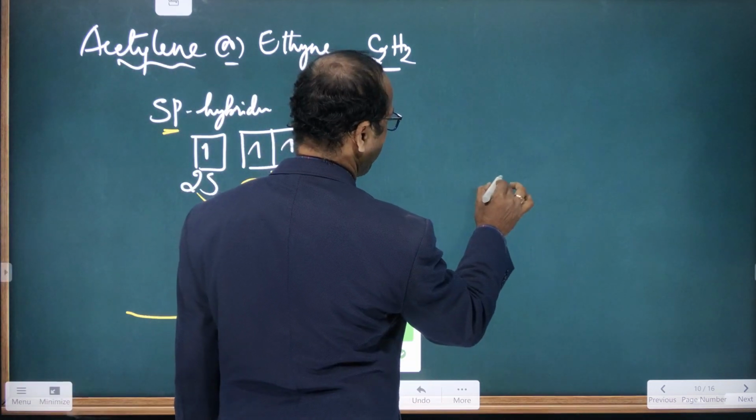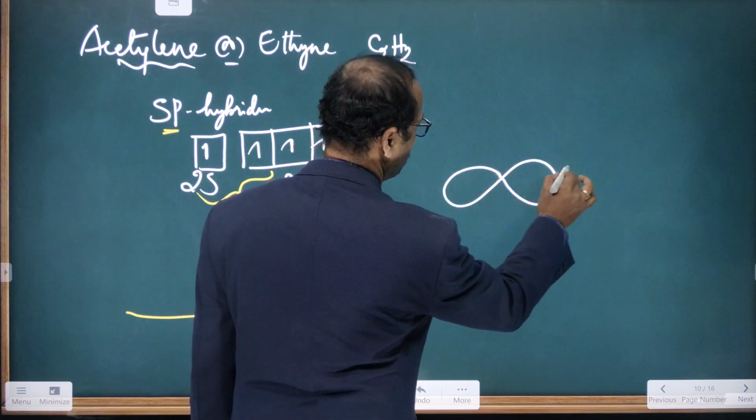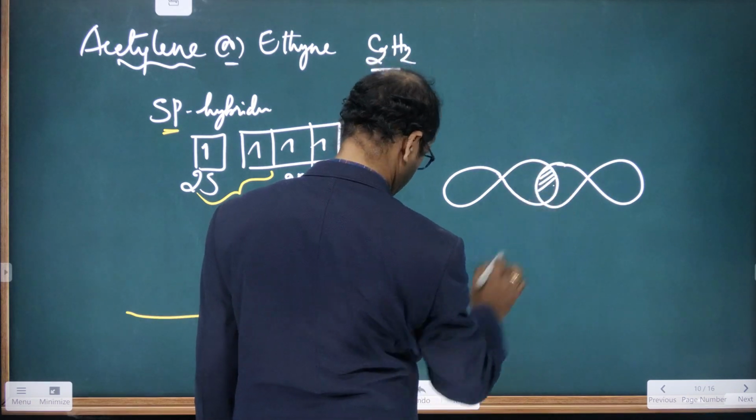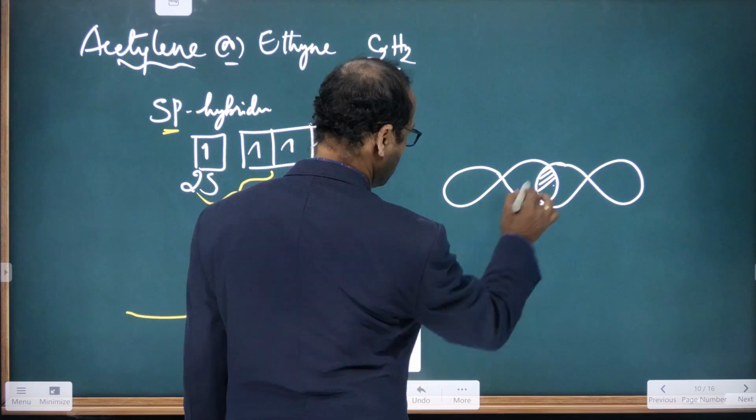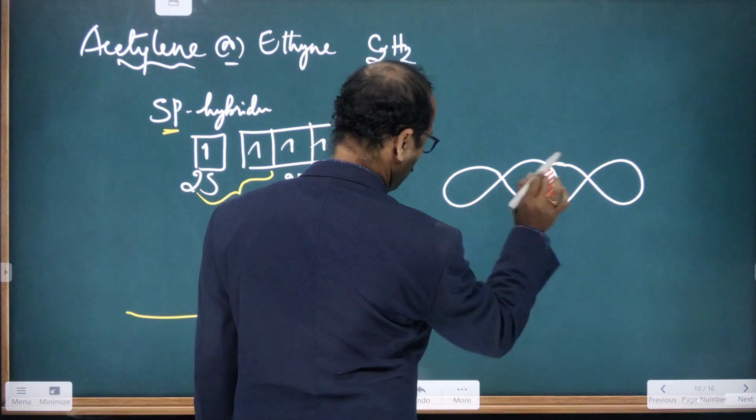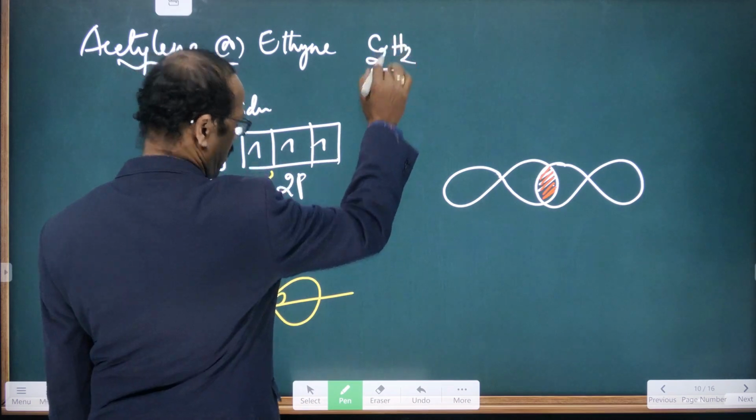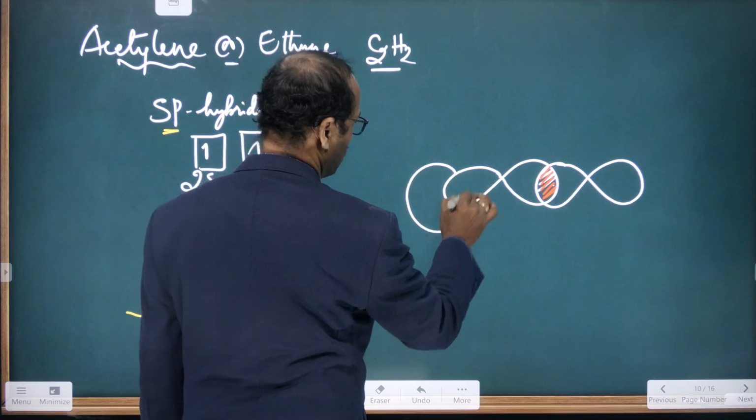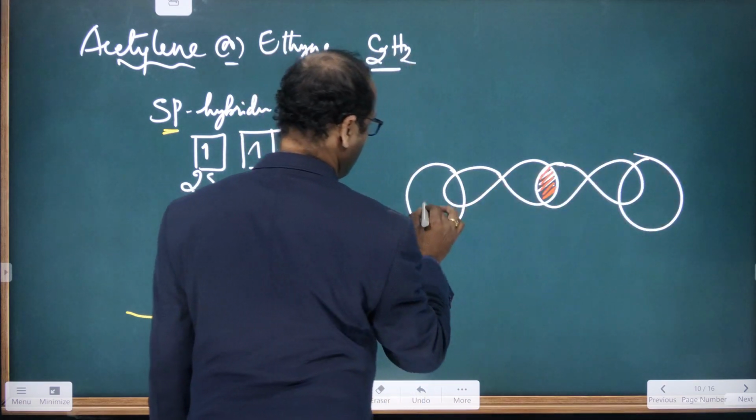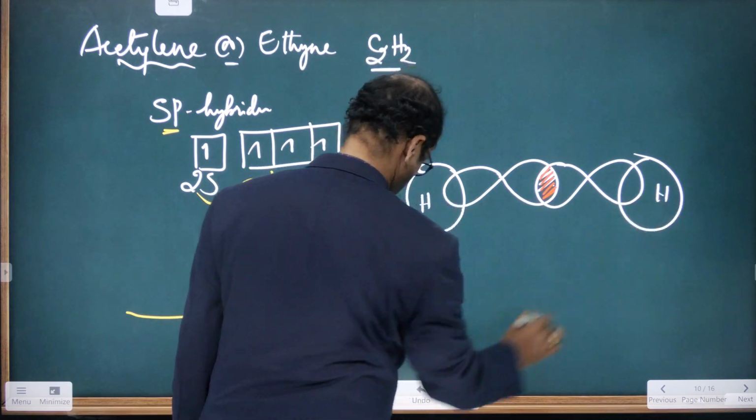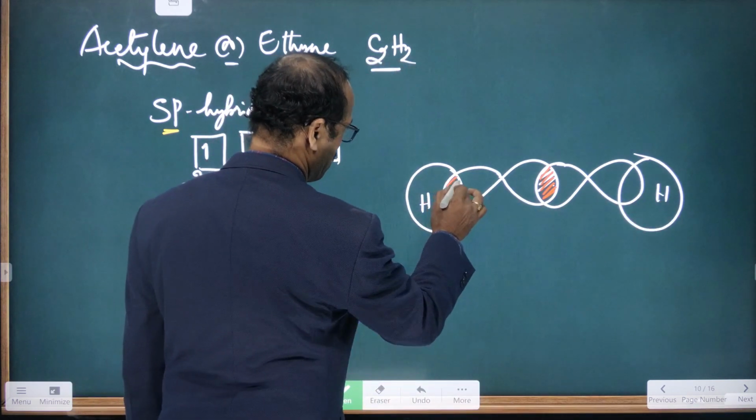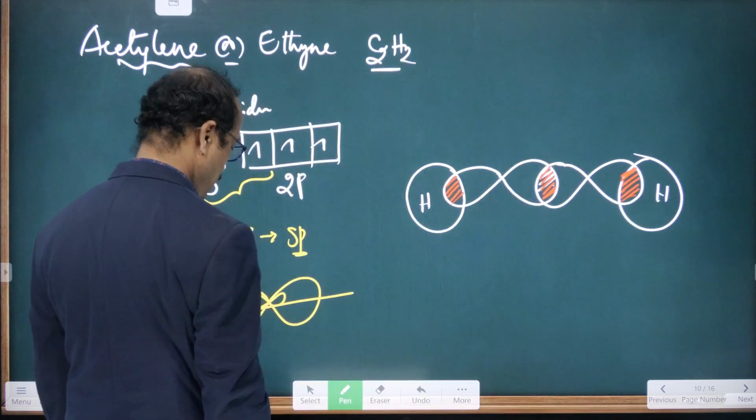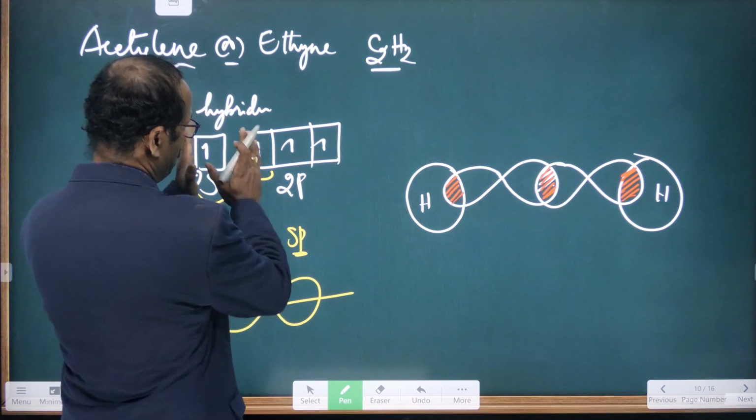So 2 carbons, 1, 2. Okay, so linear, they are combining, and here they are forming which bond? Sigma bond is formed here, end to end overlap. Now this is combining with how many hydrogens? 2 hydrogens, right? So this is with 1 hydrogen, that is with 1 hydrogen. Here also end on end overlap, so here also the sigma bond is formed. Sigma bond is formed, right?